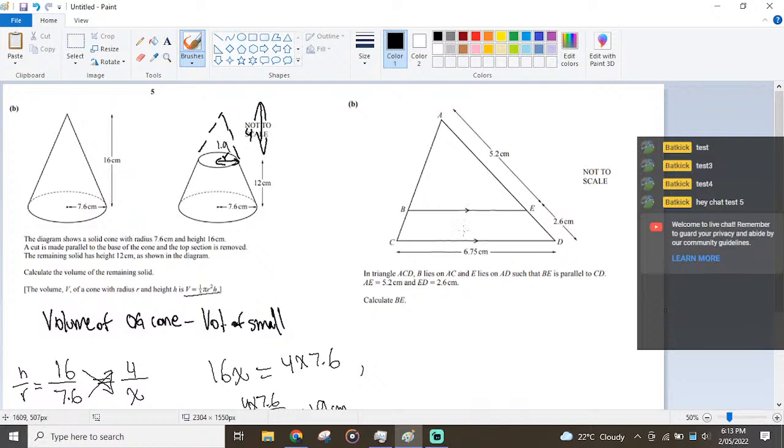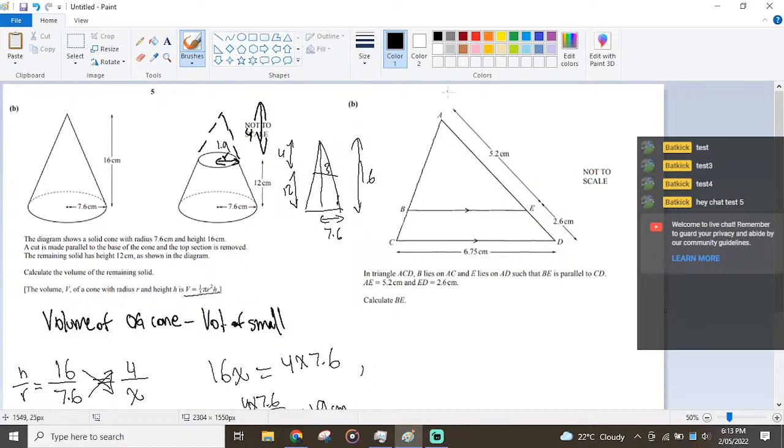This question is also a similar idea, but instead of a 3D cone, we have a 2D shape. Well, you could have treated the cone as a triangle, a right angle triangle even. 7.6, 16, 12, 4, cut here, and find what this length is. Same idea as here. Parallel to a base, we have a cut. Calculate the length of BE.